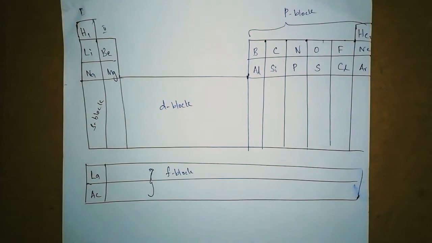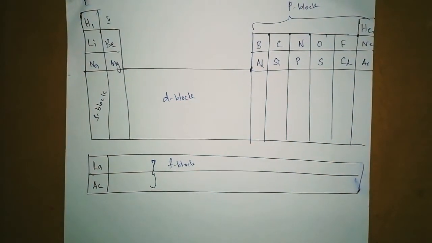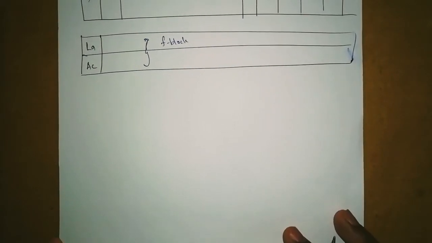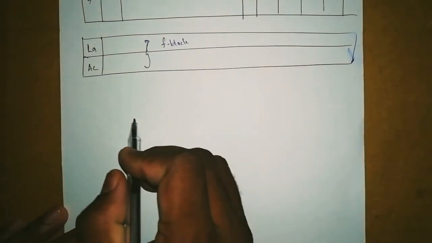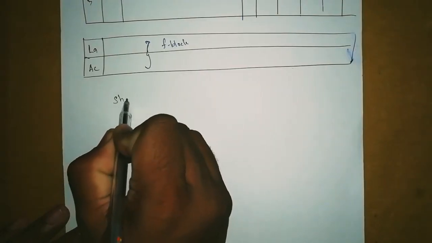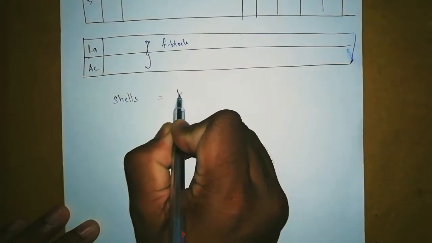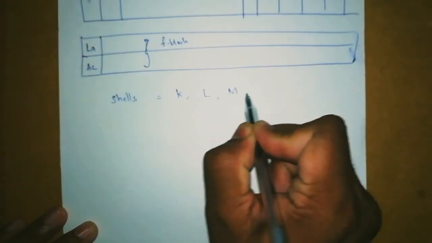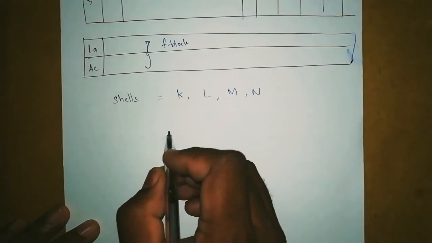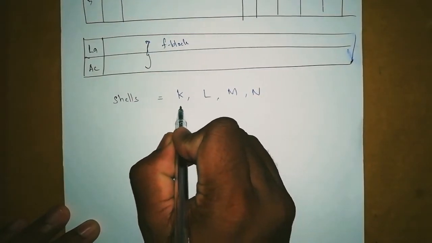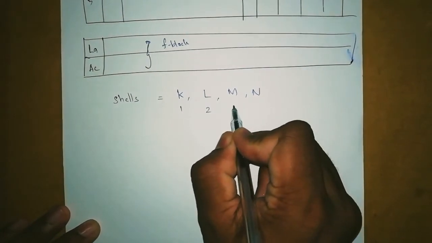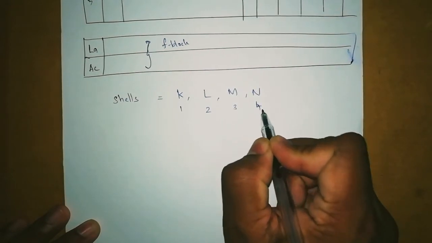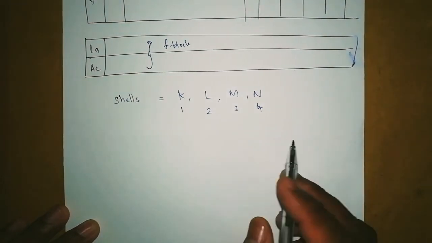To understand this concept, before that we are going to learn electronic configuration. Before that, we learned about shells. That means we have K, L, M, N. K shell is the first shell, L is the second shell, M is the third, and N is the fourth shell. Am I right? The number of shells we learned.